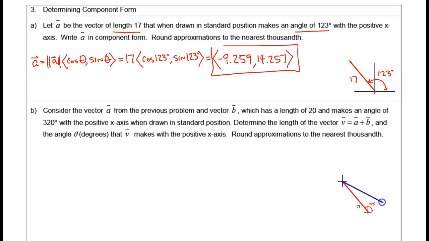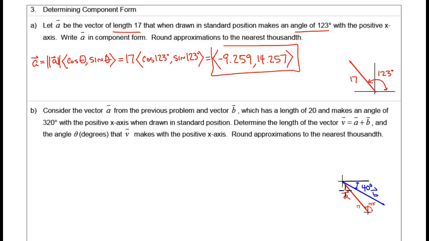It's going to be a little bit longer than the previous vector, and it's going to be 320 degrees rotated around from the origin, which means that this angle right here, if I extend the x-axis here a little bit so we can see this, is going to be 40 degrees. And the reason why that's 40 is because 320 plus 40 gives us 360. Okay, and this is vector B. And remember that this previous vector is vector A.